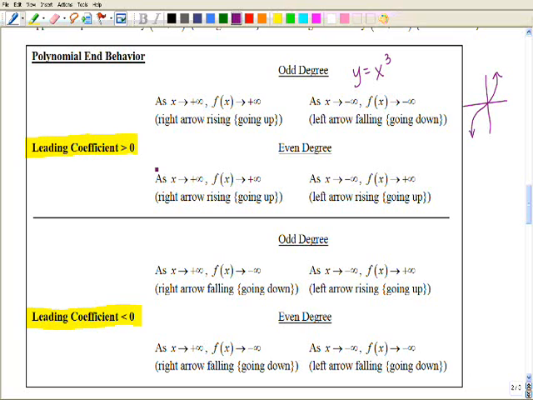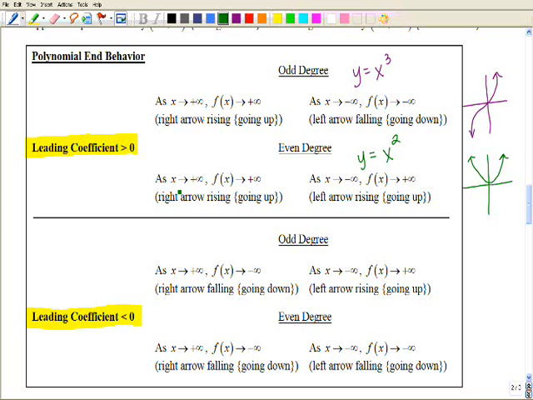Let's check out if we have a leading coefficient that is positive and it's an even degree. So as x is approaching positive infinity, the y values are approaching positive infinity. The right arrow is going up. And as x approaches negative infinity, the y value is still approaching positive infinity. The left arrow is still going up. Think of a really basic example of an even degree polynomial, and you get y equals x squared. And remember, a graph of that is a parabola.